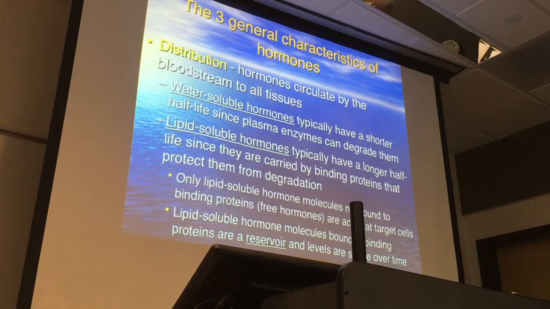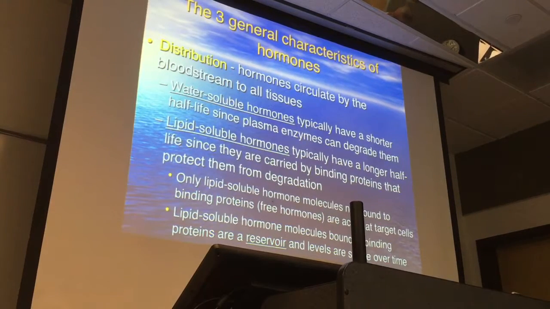Now, there are 2 classes of hormones. I think I mentioned them already. Did I? Is it in the outline above this? Or is this the first time I'm going to say the 2 classes? This is the first time? Okay, because I didn't look at what we had already covered. Never mind, I'll tell you anyway.